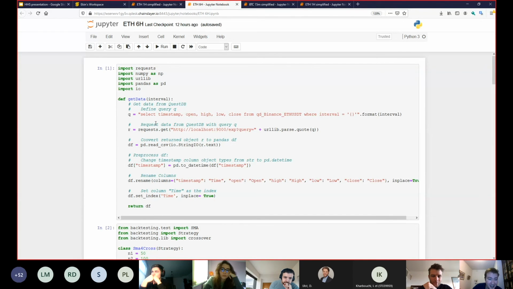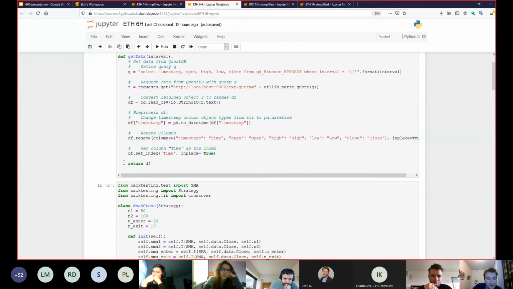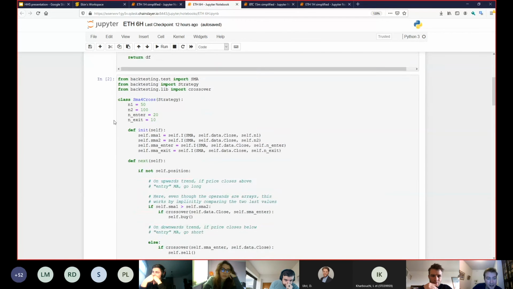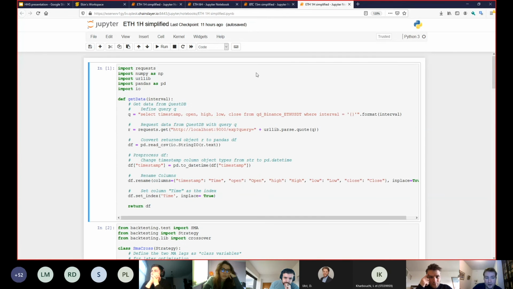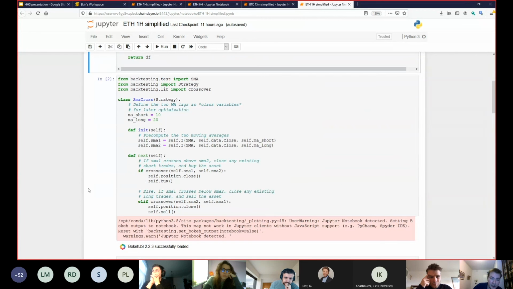There's a section of getting data, which is here, and it will return an object when it's asked. And then there is a part of creating a strategy. Actually, let's do this one. This is better for this. So there's the part of getting data, and then there's a part of a strategy.